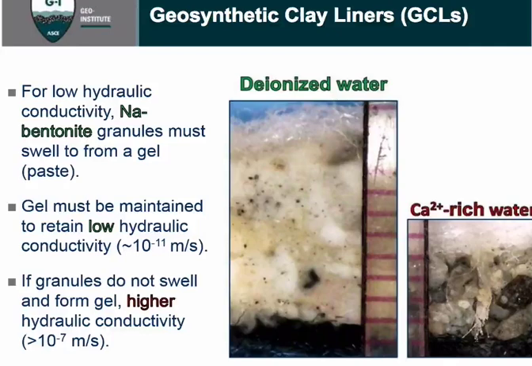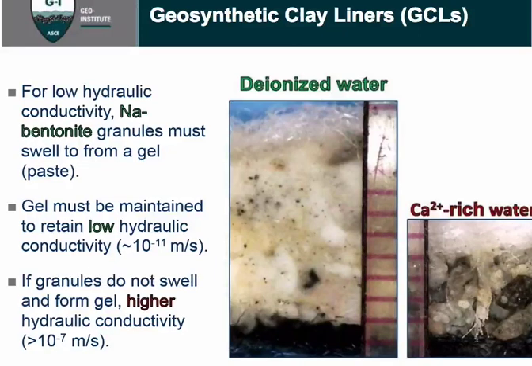But for sodium bentonites, when the granules are exposed to water, they swell and form a gel, and that gel then immobilizes much of the water in the system, creates really narrow and tortuous flow paths, and a low hydraulic conductivity. So in the pictures here in the middle, I have a photo of a GCL hydrated with deionized water. The scale is in millimeters. And on the right, I have the same GCL hydrated with a high concentration calcium-rich water.